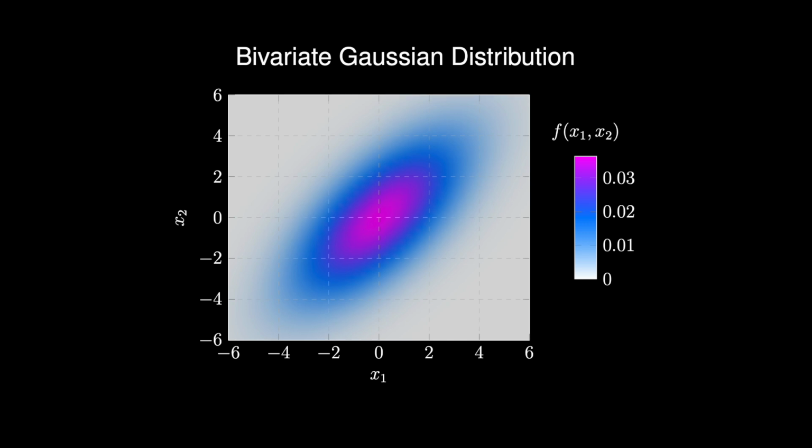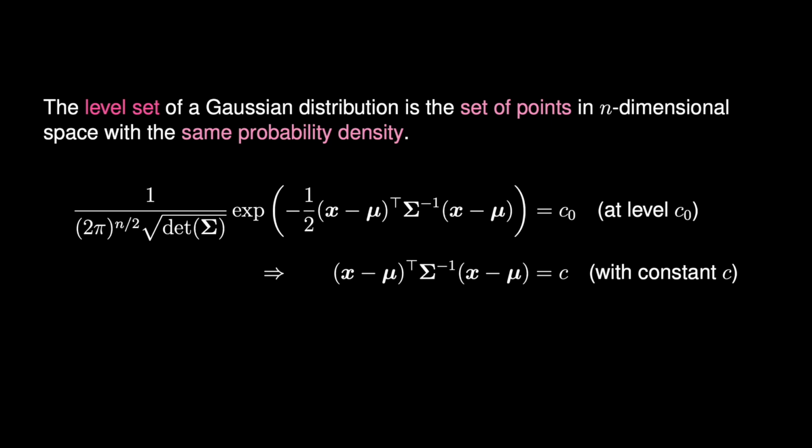Looking at the distribution from above, the level curves are tilted ellipses. The tilted ellipse is a direct visual of the positive correlation between x1 and x2. A level set is the collection of all points sharing the same probability density. Setting the density equal to a constant C0 simplifies the exponent to a quadratic expression in x minus mu.